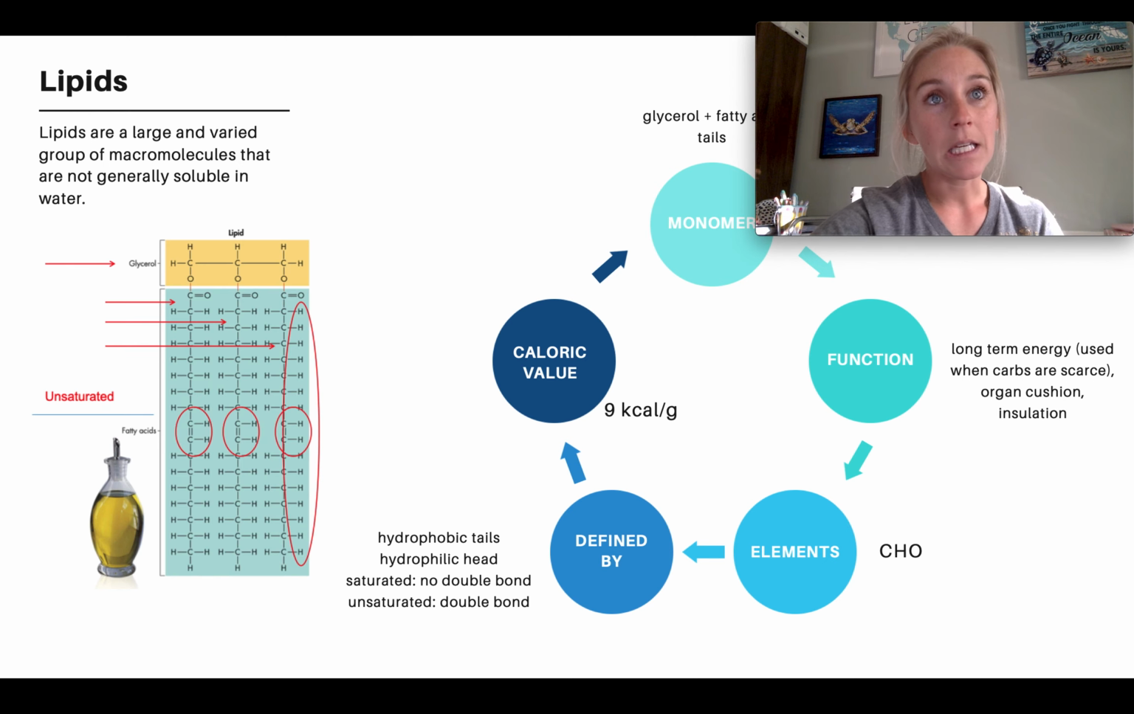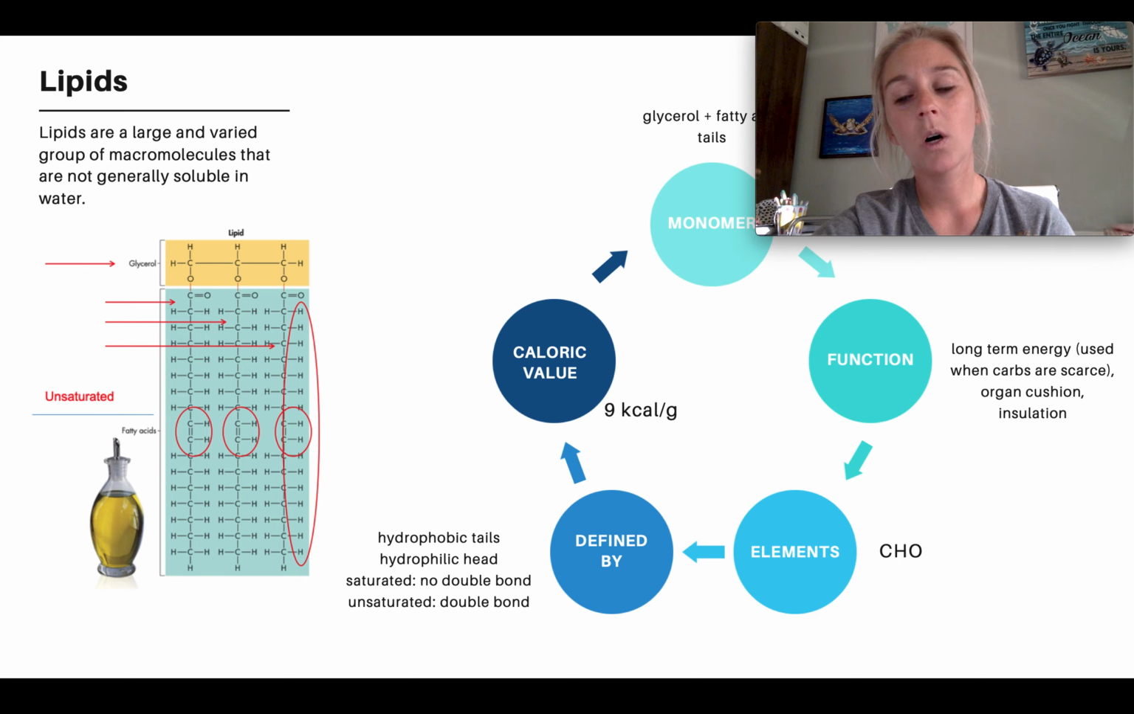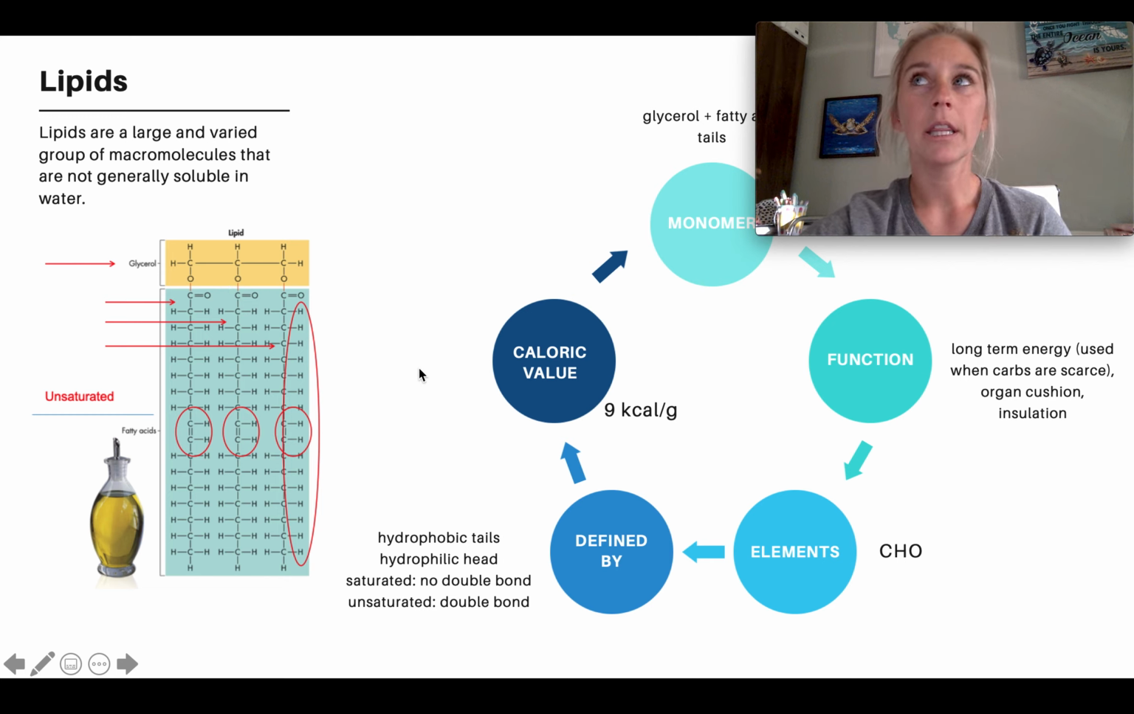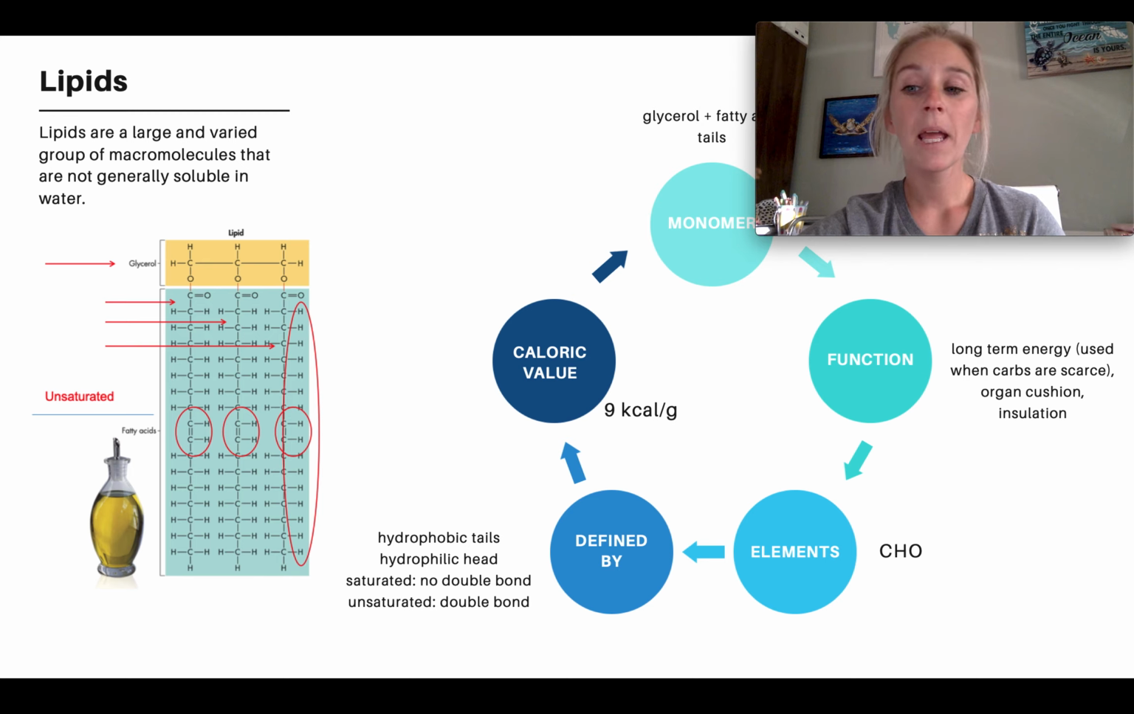Let's see, lipids. Lipids are made of a glycerol and fatty acid tails. They provide long-term energy. They can be used when there are no carbs available to use for energy. They're also good for cushioning your organs. It's healthy to have some fats. And for insulation. A lot of animals rely on having a large lipid store to keep them warm.